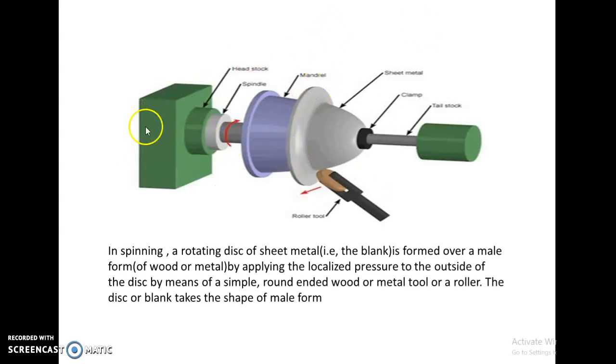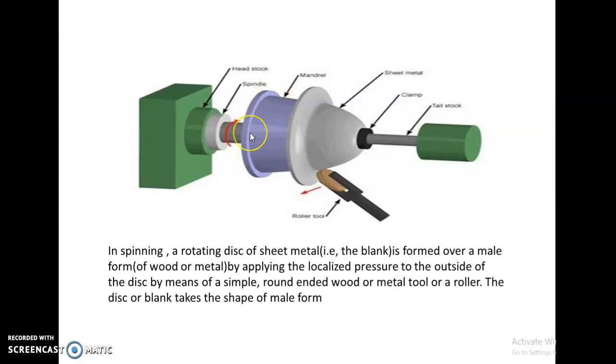So this is a diagram for metal spinning. It is like a lathe machine. It has a headstock and a tailstock. In a lathe machine, we have a chuck that rotates, and in the chuck we place our workpiece. Same as this, in the headstock there is a spindle, and in the spindle, instead of a chuck, we are going to place a mandrel.